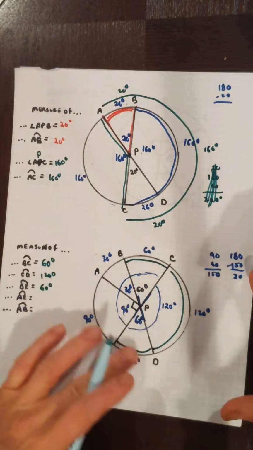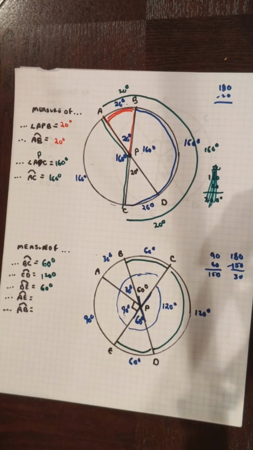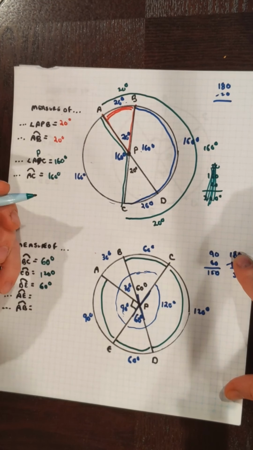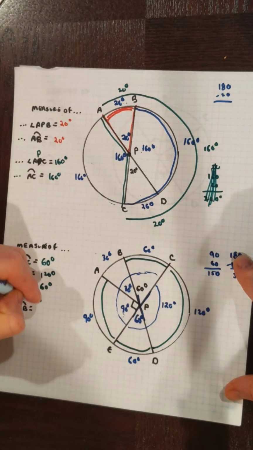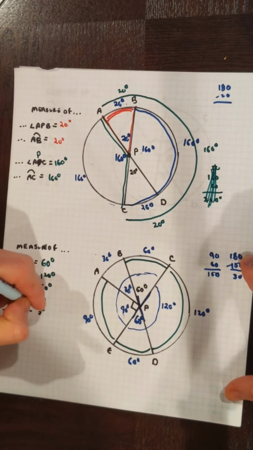Again, I did all this work first. Then I did my questions. AE. Again, how nice. It's just right here. I don't have to combine anything. It's just AE. It's 90. And then finally it says AB. Well, AB is just 30.